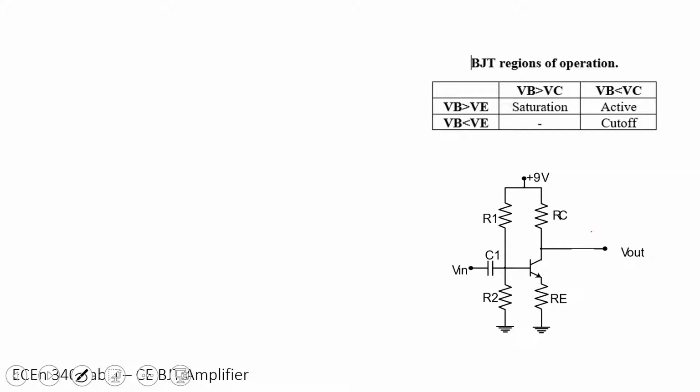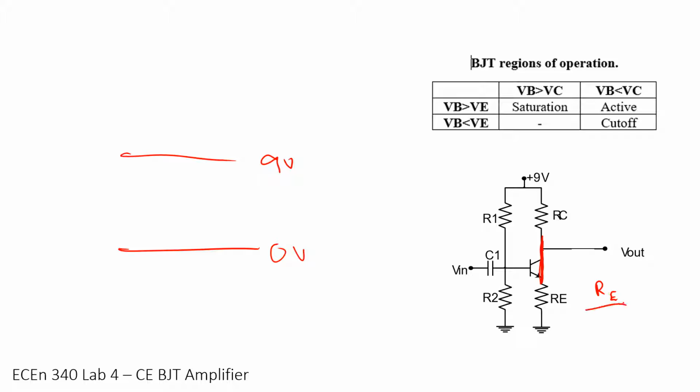Let's go to a new page because this is getting messy. Okay, so we've got 9 volts as our upper rail. And what is our lower rail going to be? Well, if we're in deep saturation, this is going to act like a short, and we will be left with a voltage divider. So we'd have RE over RC plus RE times 9 volts.